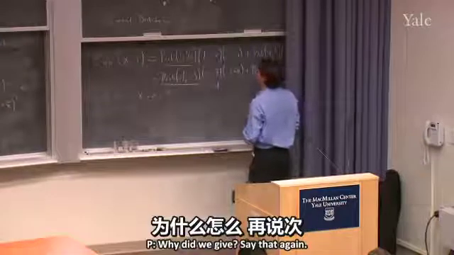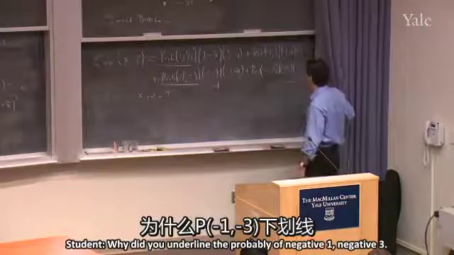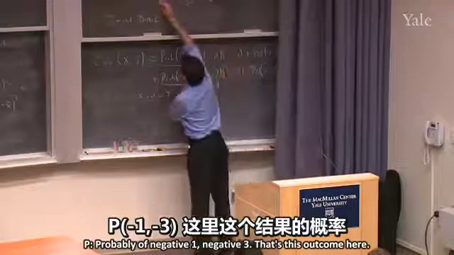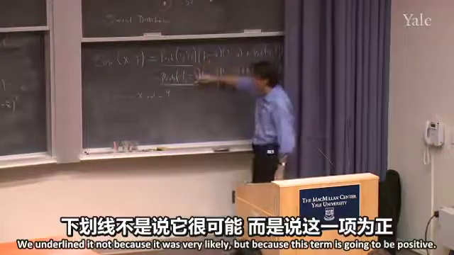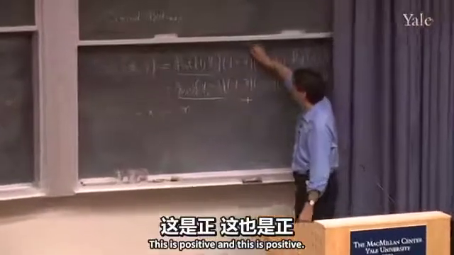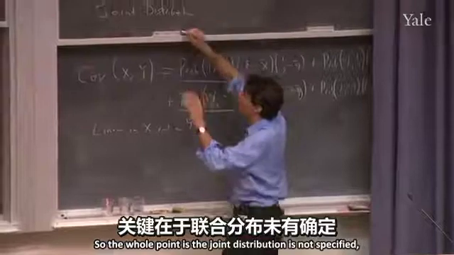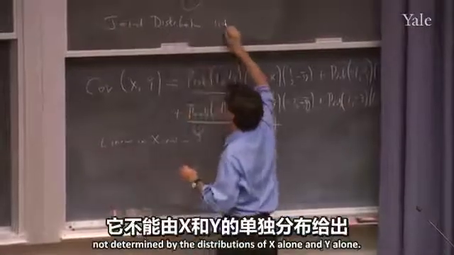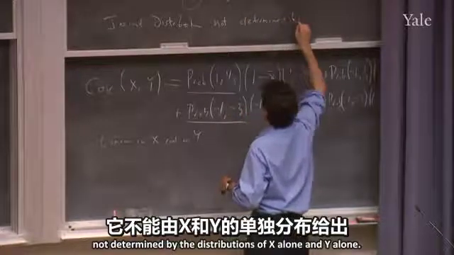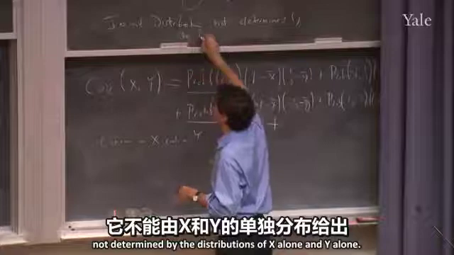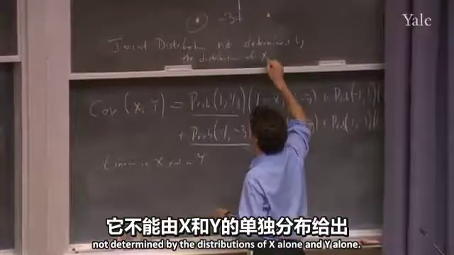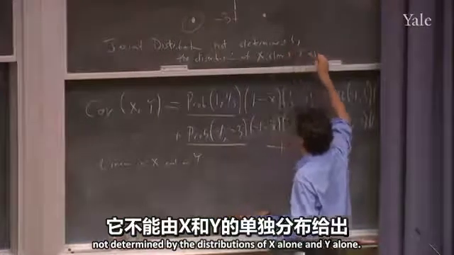Why did we give, say that again? We underlined probability of -1, negative 3. That's this outcome here. We underlined it not because it was very likely, but because this term is going to be positive. This is positive and this is positive. So the whole point is the joint distribution is not specified, not determined by the distributions of x alone and y alone.